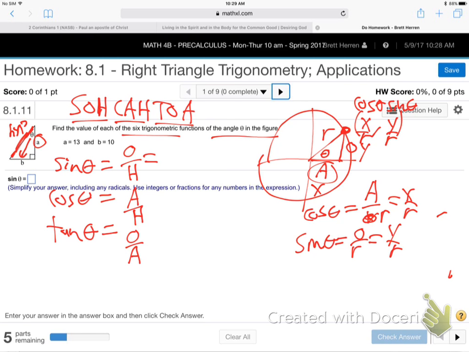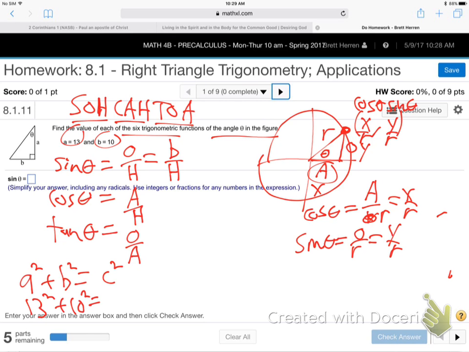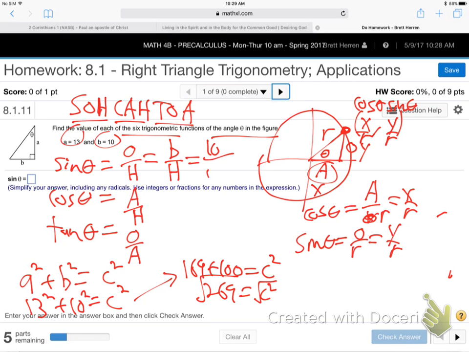So sine of theta being opposite is B over hypotenuse. And I don't know what the hypotenuse is. I got to figure out the hypotenuse. How do I figure out the hypotenuse? Yeah. Pythagorean theorem. A squared plus B squared is C squared, right? A is 13, B is 10. 13 squared plus 10 squared is C squared. What's that? 169 plus 100, right? So 269. And then root it. Root of 269. So B, 10 over the root of 269.